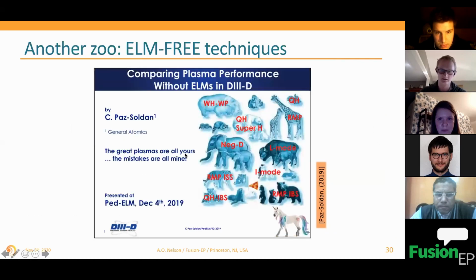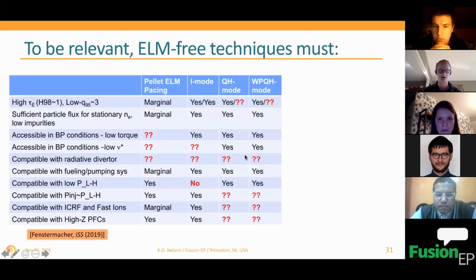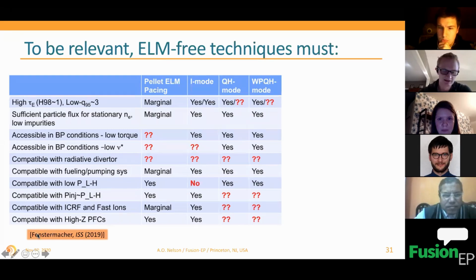So it turns out, of course, as you might expect, there is another zoo of ELM-free techniques. And this is another presentation with a bunch of different ELM-free techniques. We won't focus on all of these, but I want to talk a bit about what makes an ELM-free technique relevant. So this was a slide that I stole from Max Fenstermacher at the ITER International School last year. And it's basically just comparing 4 different types of ELM-free regimes, or small ELM regimes: pellet pacing, I-mode, QH-mode, WPQH-mode. I'll explain these acronyms later.